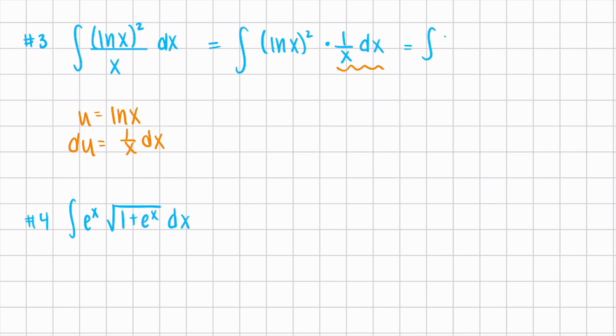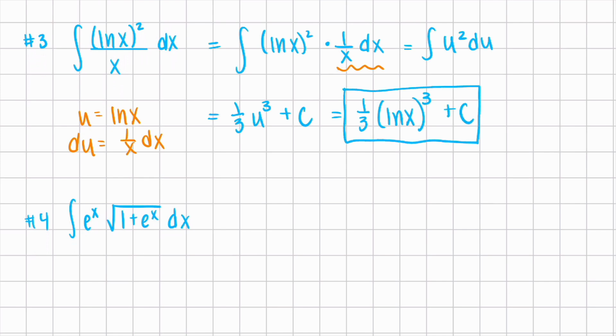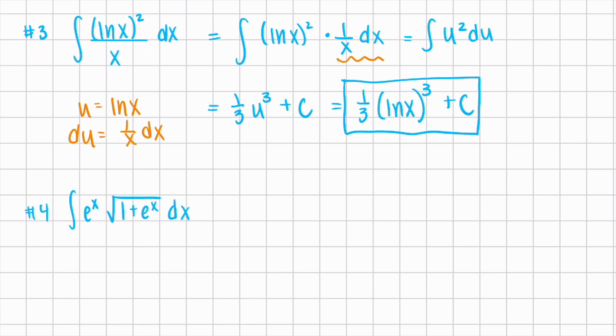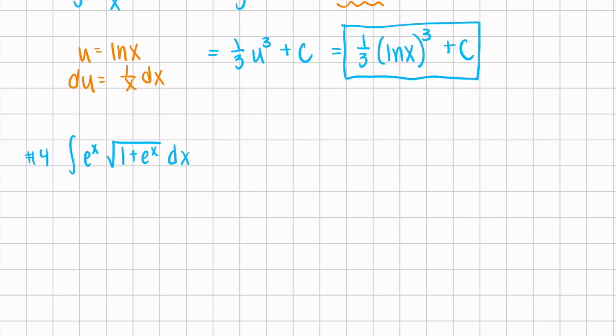So I can rewrite everything to be in terms of u. I have u squared du. So let's integrate. And then rewrite everything to be in terms of x again. So I'm going to substitute that natural log of x back in there. And that is it for this problem. Let's do another one.